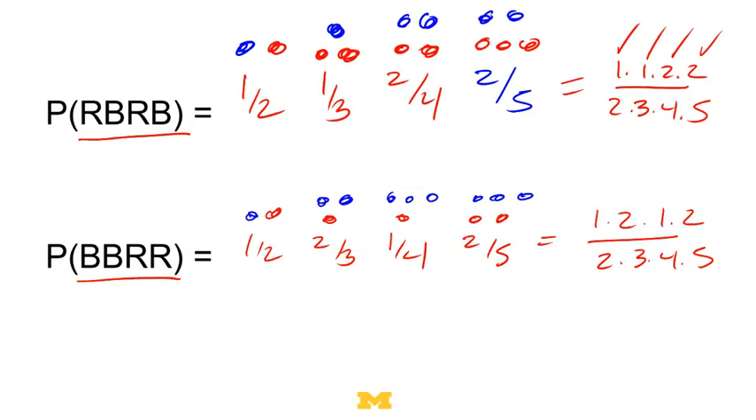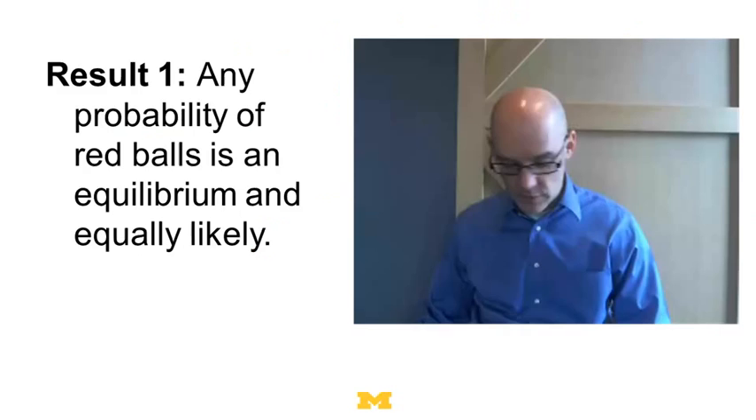So here, since it goes red, blue, it's 1, 1, 2, 2. Here, since it goes blue, blue, red, it's blue first, red second. But because 1 times 1 times 2 times 2 equals 1 times 2 times 1 times 2, it's going to be the same. So what we see is that result 2 holds because the order doesn't matter to me. It's the same numbers, 1, 2, 1, 2, multiplied in different orders. So result 2, fairly straightforward.